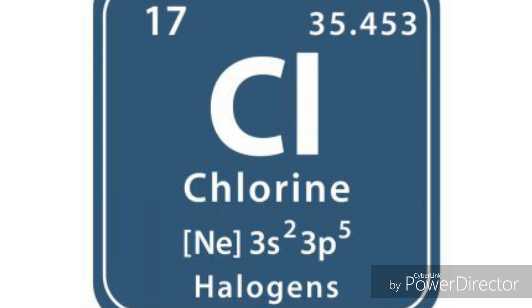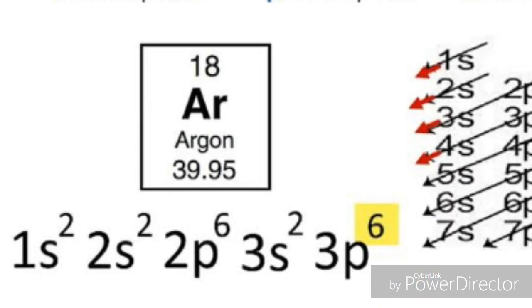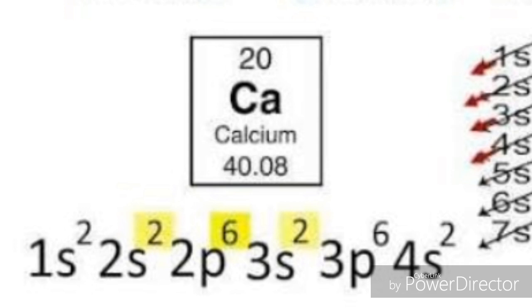Chlorine belongs to the halogens. Halogens are one group of elements in the periodic table. Argon, it's a noble gas: 1s2, 2s2, 2p6, 3s2, 3p6. The atomic number is 18. See, in the outermost shell, 8 electrons are there. It is a stable state. Argon is a noble or inert gas. Now let us see the electronic configuration of calcium. Atomic number 20: 1s2, 2s2, 2p6, 3s2, 3p6, 4s2. So this is the normal way of writing electronic configuration.